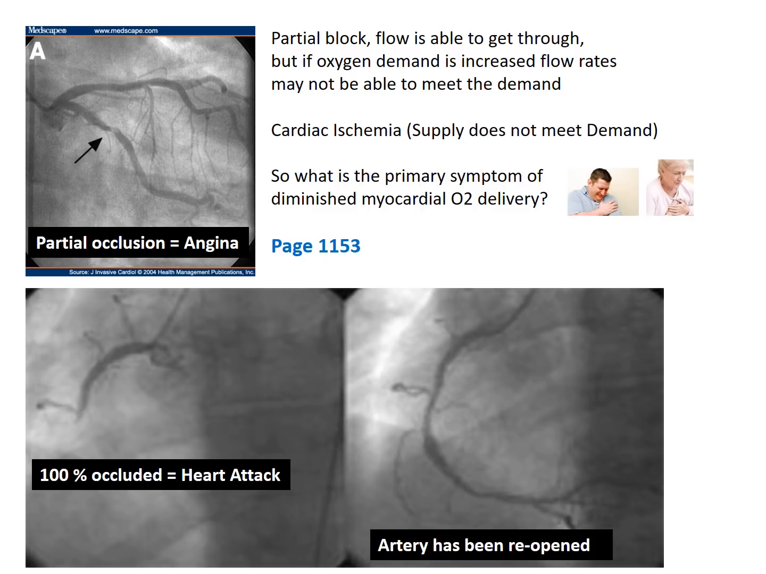And what's the primary symptom of diminished O2 delivery to the myocardium? When O2 supply can't meet the demand, what does the patient start to experience? You got it. Shortness of breath and chest pain, angina. So we'll look at angina here as we move on. So again, partial occlusions and complete obstruction. The partial occlusion is typically due to the plaquing process. The full occlusion is due to the accumulation of thrombus on top of the plaque.